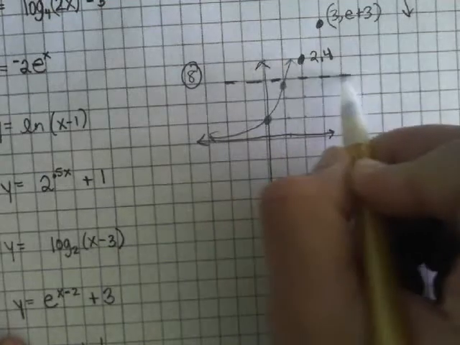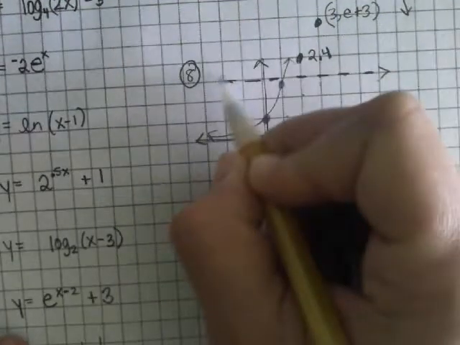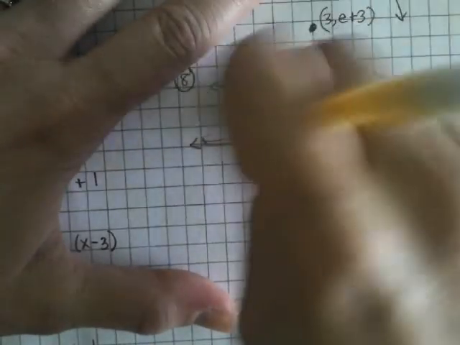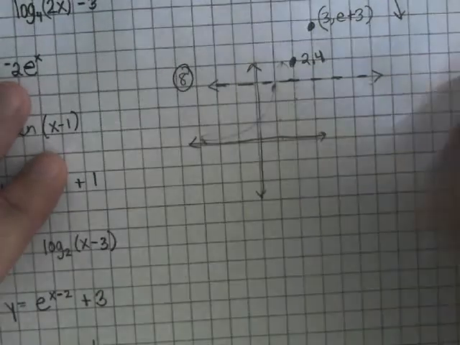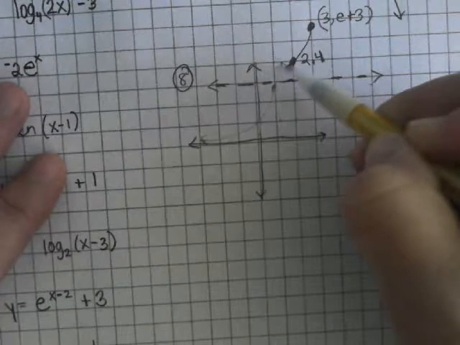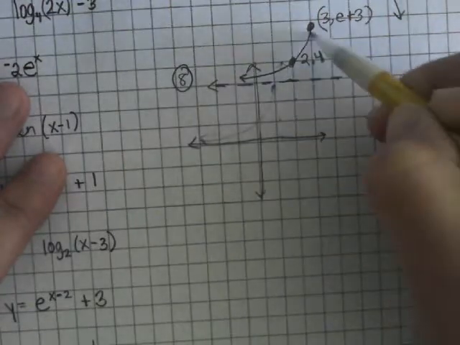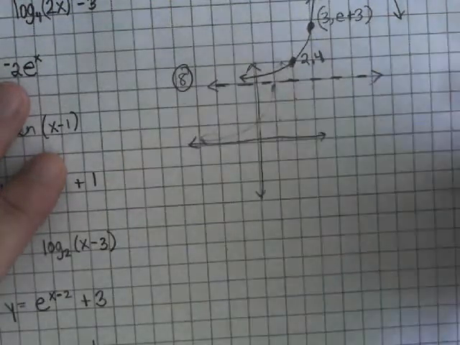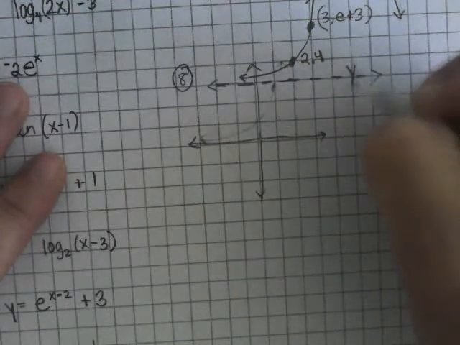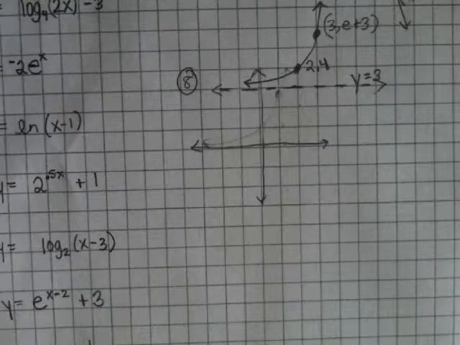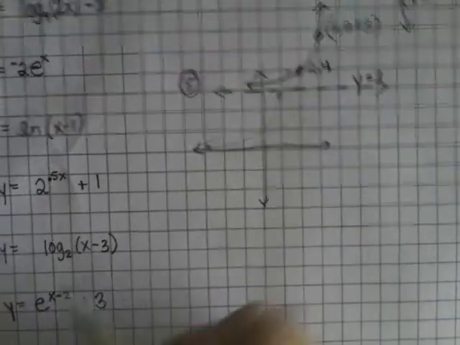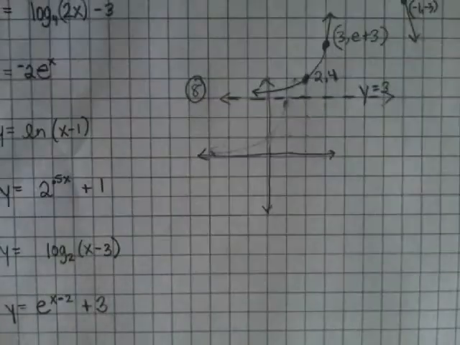So I'm going to get rid of my old point, my parent graph, and then just come down and approach the asymptote, making sure I don't cross it, and the asymptote is now y equals 3. So we did 1, 2, and 8. And then I would like you to do number 3.